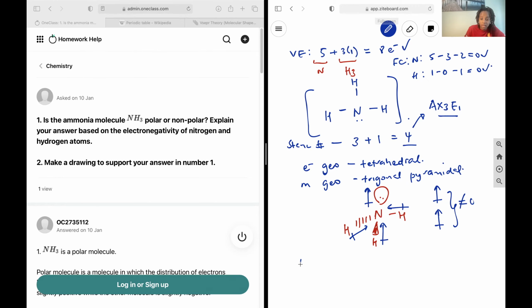What this now means is that NH3, ammonia, is going to be a polar molecule due to its non-zero dipole moment that is caused by the lack of symmetry in the molecule. And that's it for this one. So we've already made the drawing to support our answer.